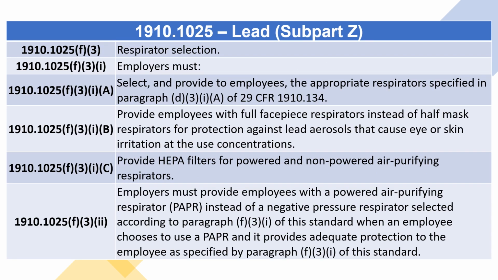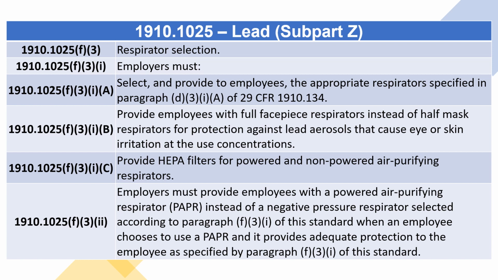1910.1025(f)(3) Respirator selection. (i) Employers must (A) through (C) select and provide to employees the appropriate respirators specified in paragraph (d)(3)(i)(A) of 29 CFR 1910.134. Provide employees with full facepiece respirators instead of half-mask respirators for protection against lead aerosols that cause eye or skin irritation at the use concentrations. Provide HEPA filters for powered and non-powered air purifying respirators.